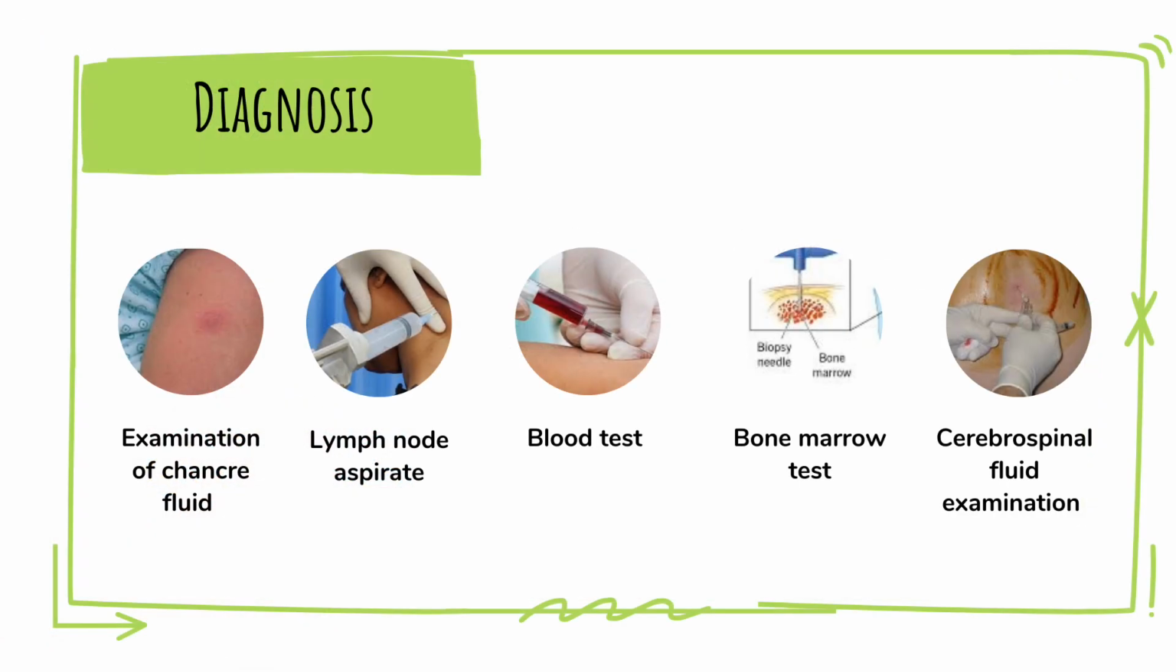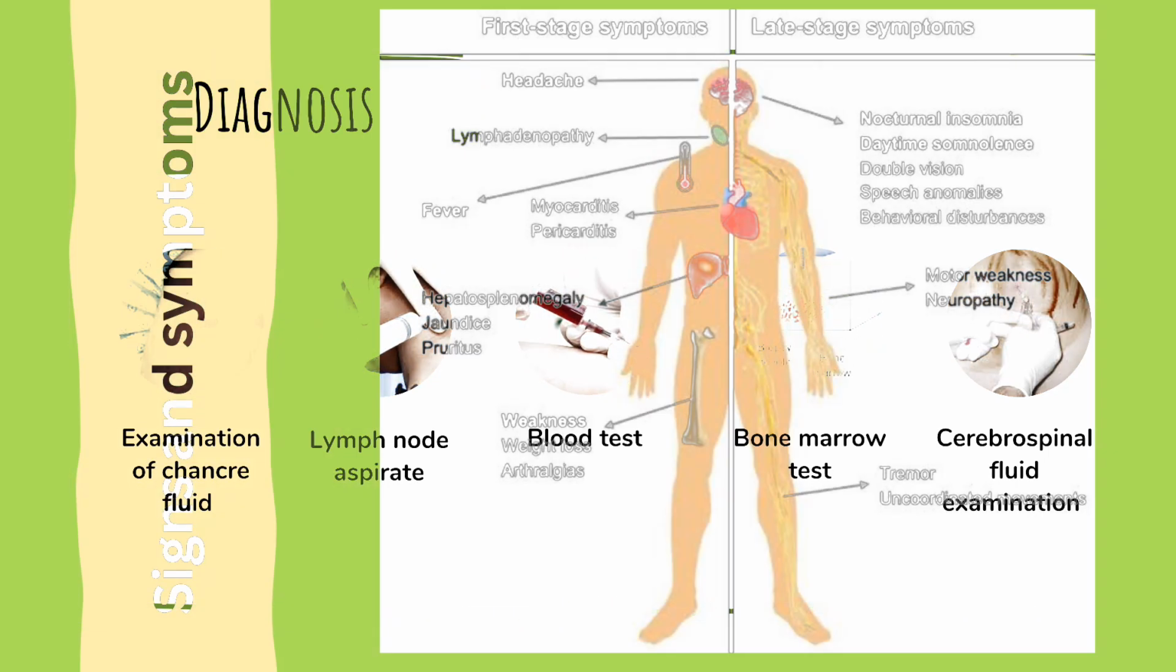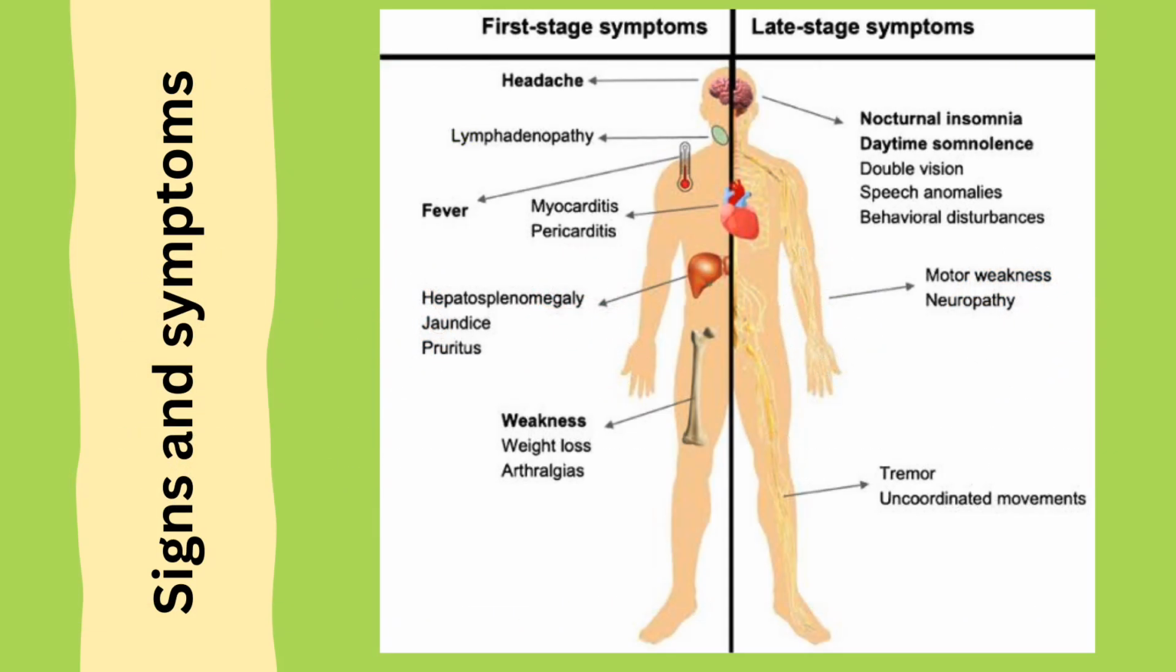So these are the diagnostic tests that are used to check if you have the parasite. And then these are the signs and symptoms. It has two stages: the first stage symptoms and the late stage symptoms. The difference between the first stage symptoms and the late stage symptoms is that the first stage symptoms only affect the bloodstream or the body fluids, while the late stage symptoms affect the CNS.